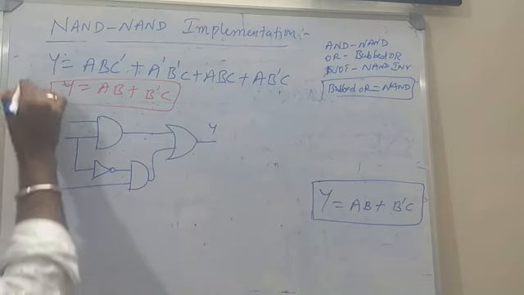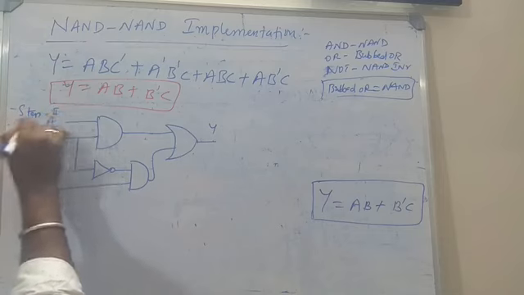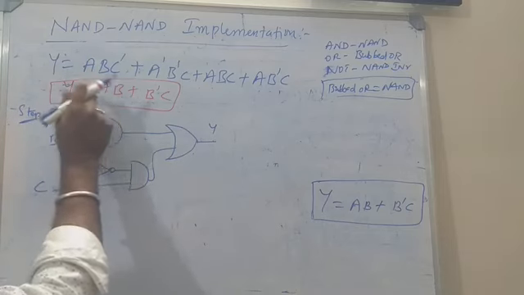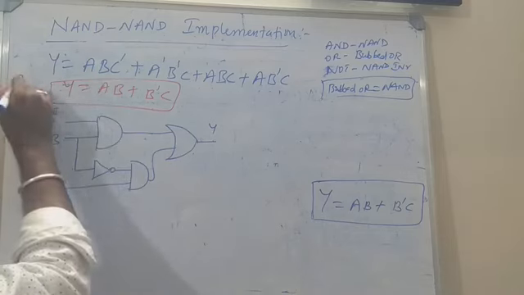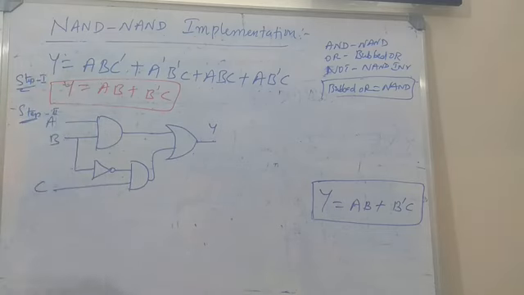This is step number 2. Step number 1 is what? Simplified expression. Okay, simplified expression is step number 1. In step number 1, you got the answer as Y is equal to AB plus B bar C. Now this is step number 2. So what is the next step?